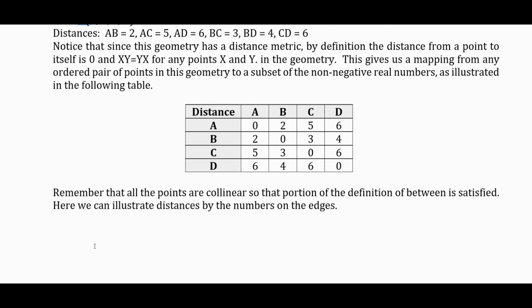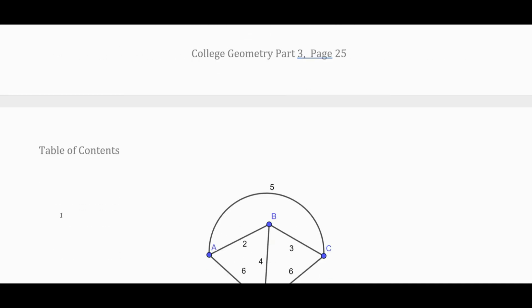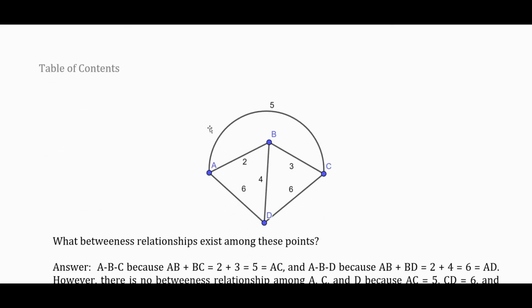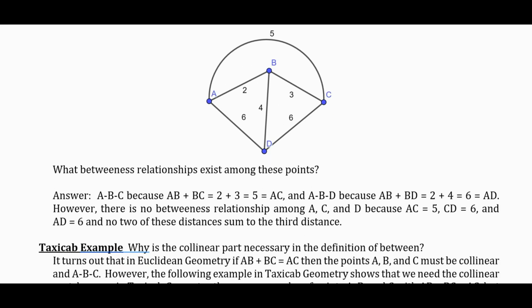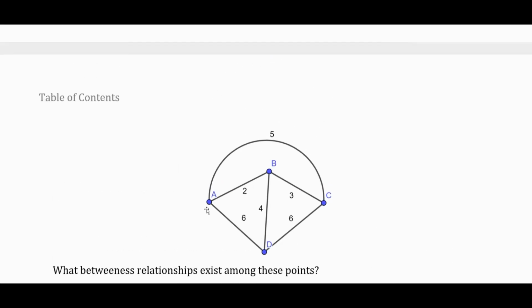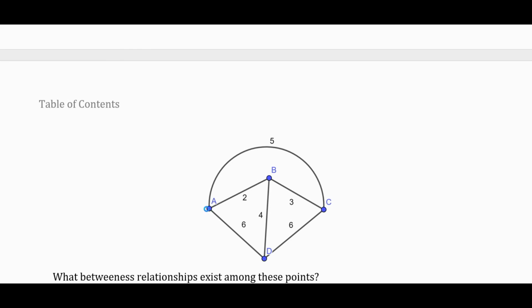Remember that all points are collinear, so that portion of the definition of between is satisfied, and we can illustrate distance by numbers on edges here. So all these are just indicating distances. All these points are on the same line. What betweenness relationships exist? Well, let's see if you can figure these out on your own before you come back and look at it. Press pause now.